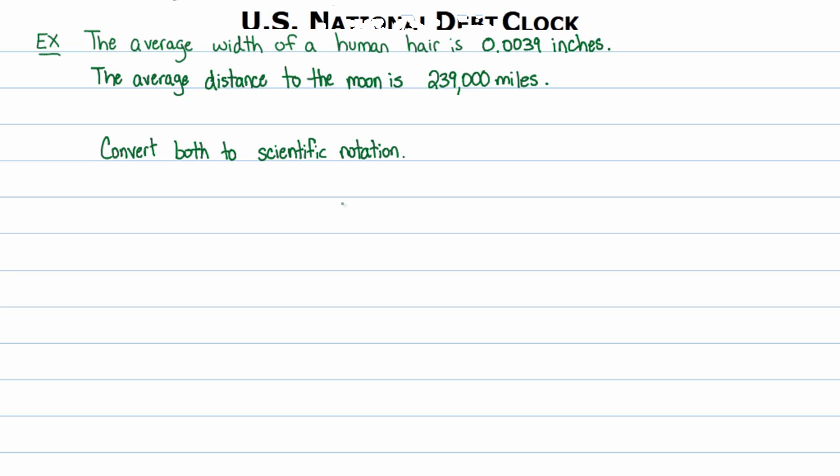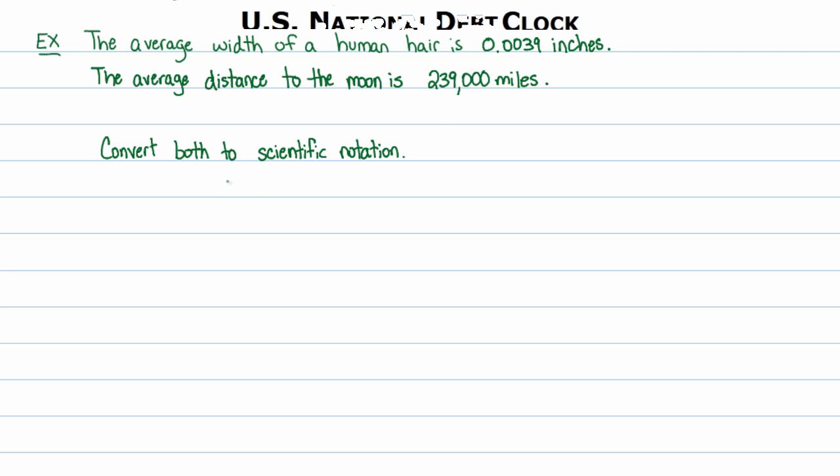So here's the example. The average width of a human hair is 0.0039 inches. That's very average. I mean, there's a range, but that's the average. And the average distance to the moon, because that also fluctuates, is about 239,000 miles. So we're going to convert both to scientific notation.